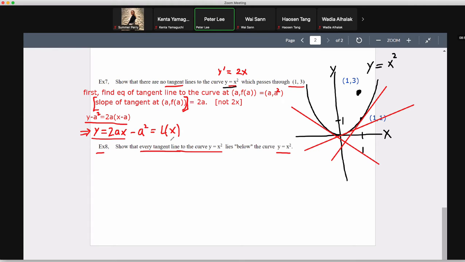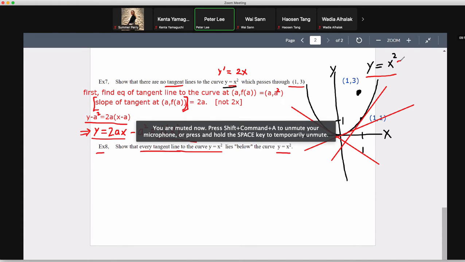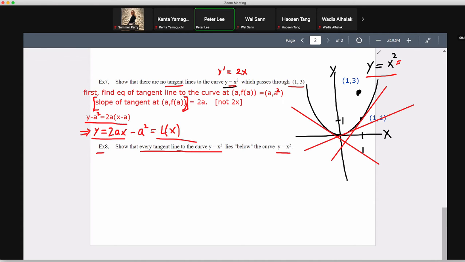Example 8, now, this is the line y equals L of x. Now, how do you show that all of these tangent lines lie below the curve? How do you show that? What is it that we have to show? Note that this is not y equals f of x. This is our f of x.